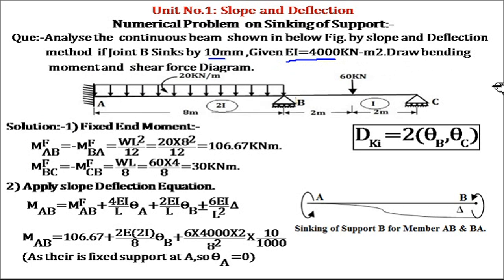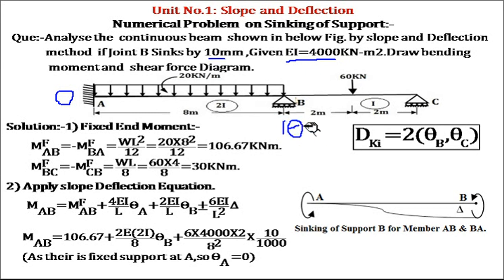This is the given beam. Now the first step is to find out the degree of kinematic indeterminacy. At support A, fixed support is there, so degree of freedom is 0. At support B, the roller support is there, so degree of freedom would be 1, that is theta B.